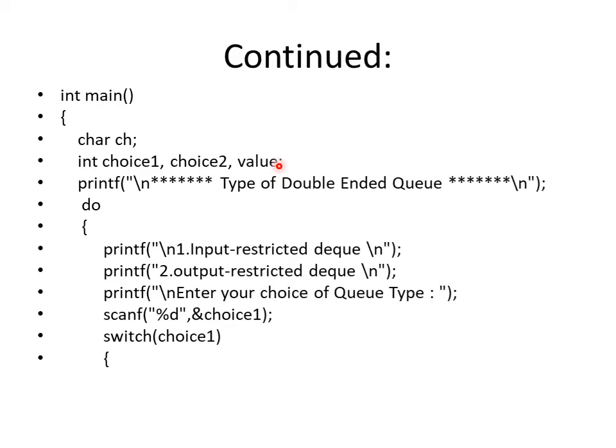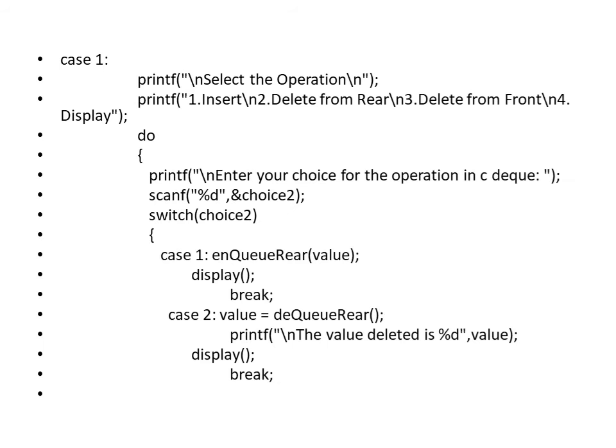I am taking the same choices. Input restricted for DQ, which I have already described, and output restricted for DQ. Enter your choice. You can enter any choice. Here it is input restricted and output restricted. That means elements can be inserted at the front end and deleted at the front end, and only deletion is done at the rear end. Then the other one is where insertion and deletion can be done at the rear end and insertion at the front end, as I have shown diagrammatically in the previous slide.